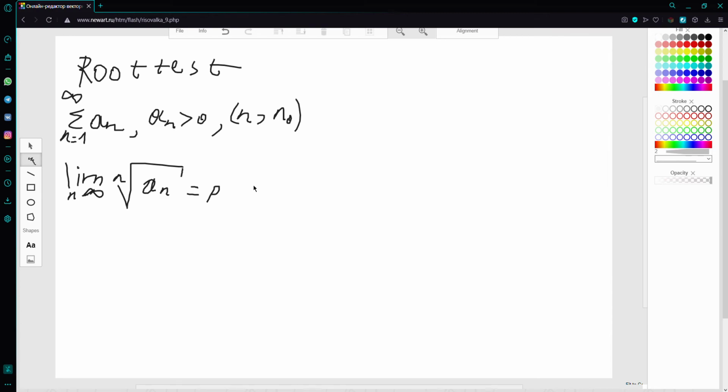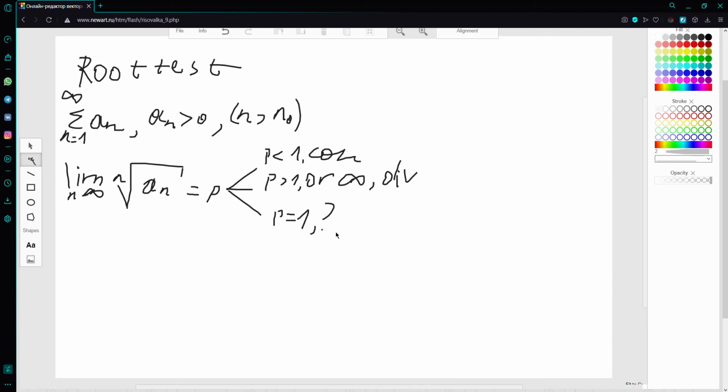Here we also have three conditions. For p less than 1, the series converges. For p more than 1 or equal to infinity, the series diverges. If p is equal to 1, it is inconclusive. So let's take some examples.